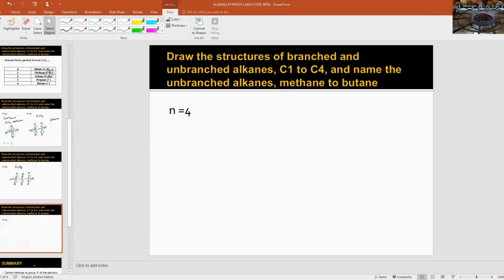Try the fourth member of alkane with the value of n as 4. The formula will be C4H10. Here is the branched form of the fourth member of alkane.